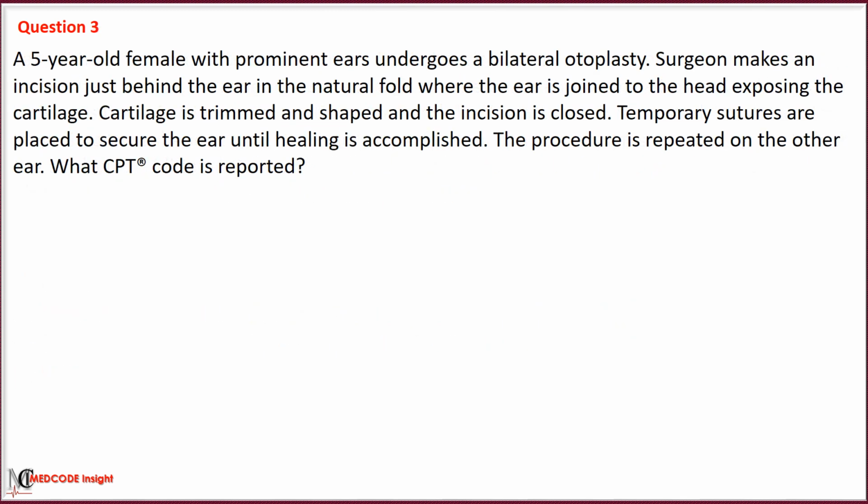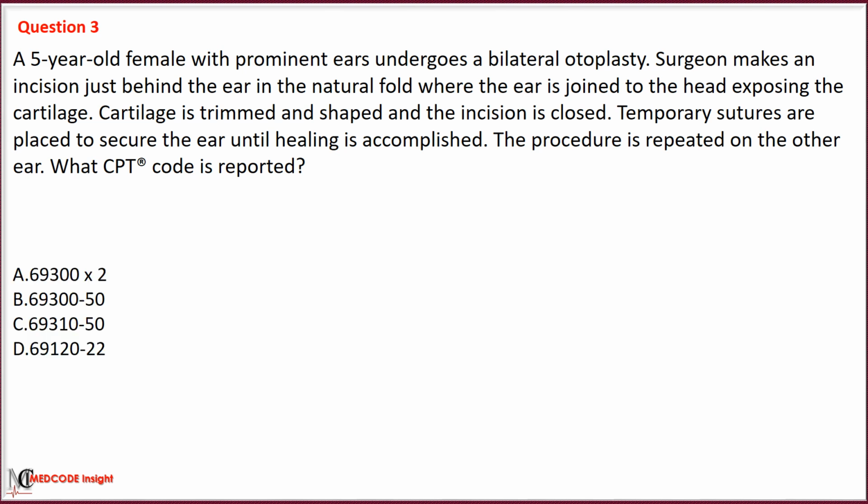A 5-year-old female with prominent ears undergoes a bilateral otoplasty. Surgeons make an incision just behind the ear in the natural fold where the ear is joined to the head, exposing the cartilage. Cartilage is trimmed and shaped and the incision is closed. Temporary sutures are placed to secure the ear until healing is accomplished. The procedure is repeated on the other ear. What CPT code is reported?